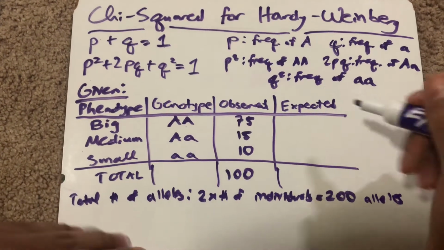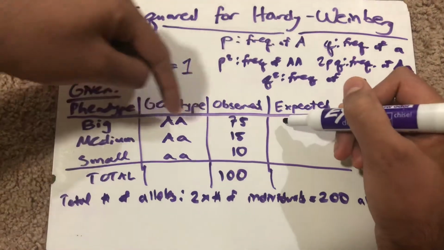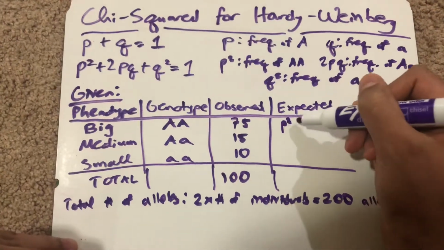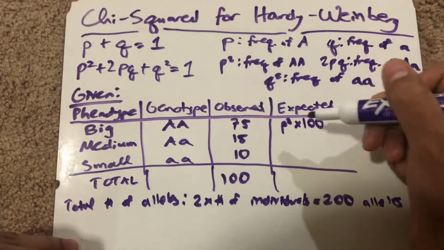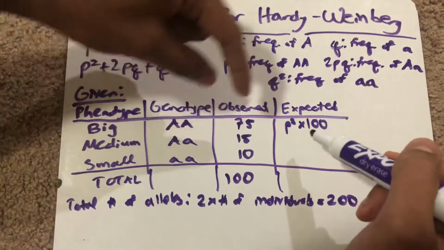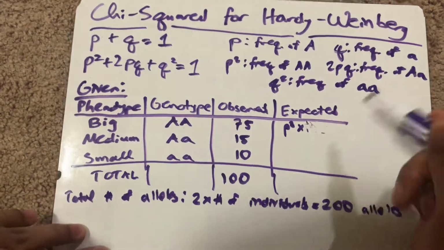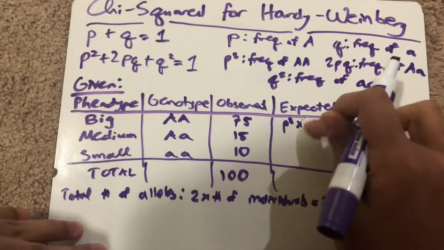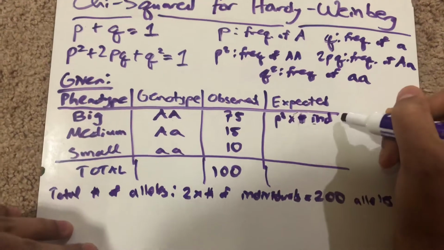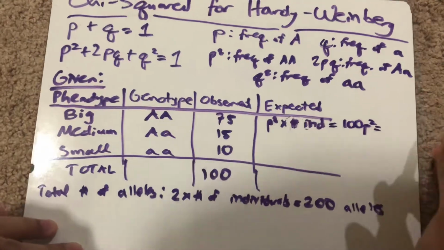The reason why is we're going to get to expected. To get to expected, essentially what we're trying to find, remember, big A is P squared, right? So we're trying to find P squared times 100, because P squared is a frequency and we have 100 individuals. So the expected number for big A is going to be P squared times the number of individuals. If you want a generic formula, that's what you're going to write: P squared times the number of individuals, which is this total number here, this 100. So in this case, it's going to be 100 P squared, and we'll find out what that value is.